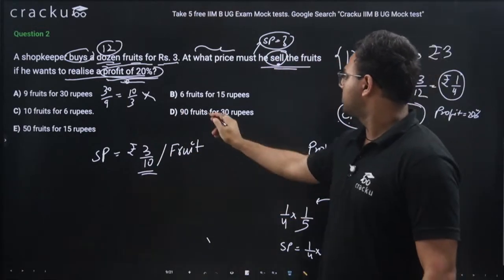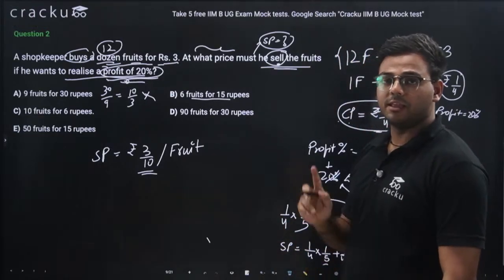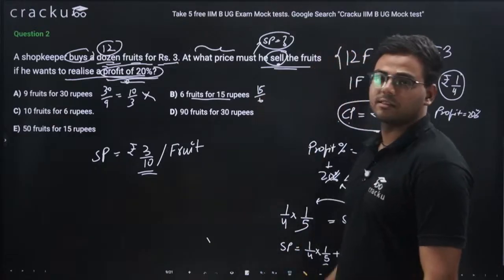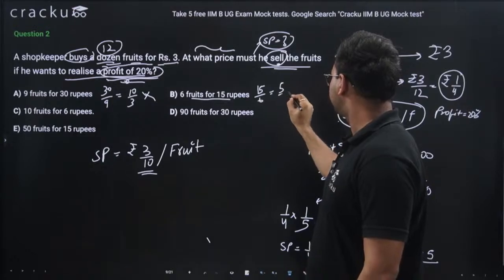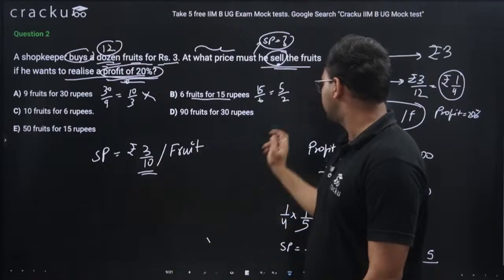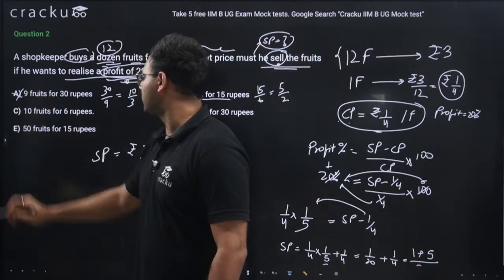Then we have option B as 6 fruits for rupees 15. 6 fruits for rupees 15 means each fruit for 15 by 6. This will again go by 3, so this will become 5 by 2. Is this equal to the required answer? No. We need 3 by 10. This is 5 by 2. So option B is also not the answer.